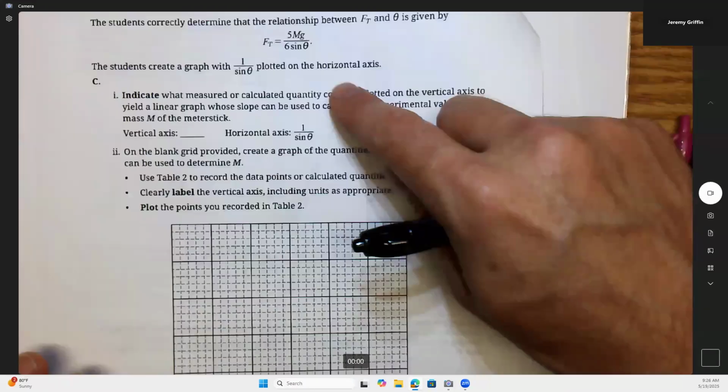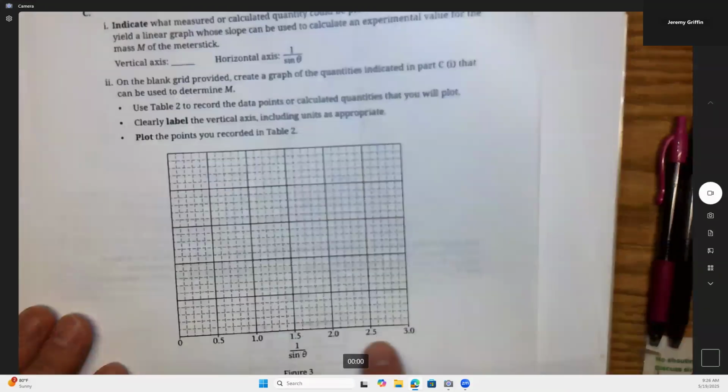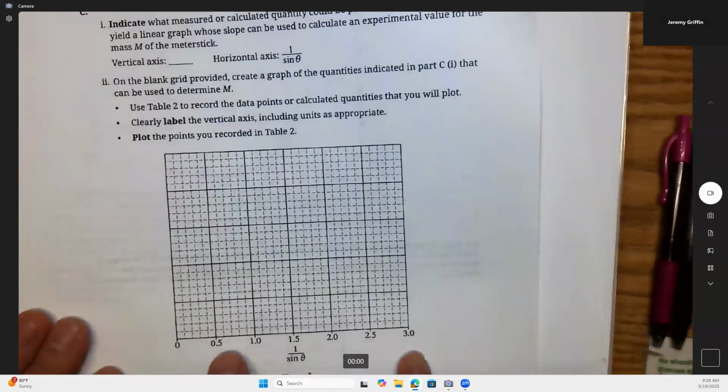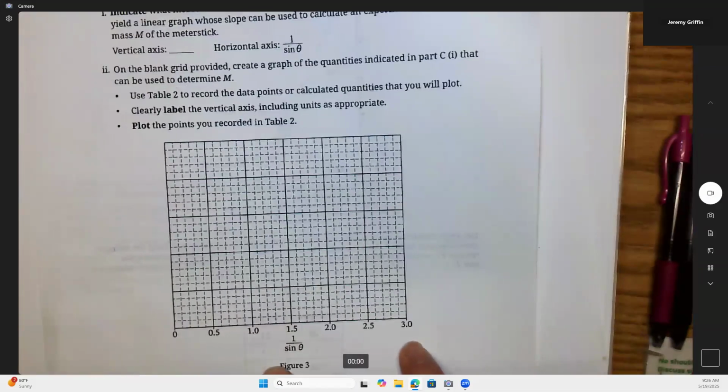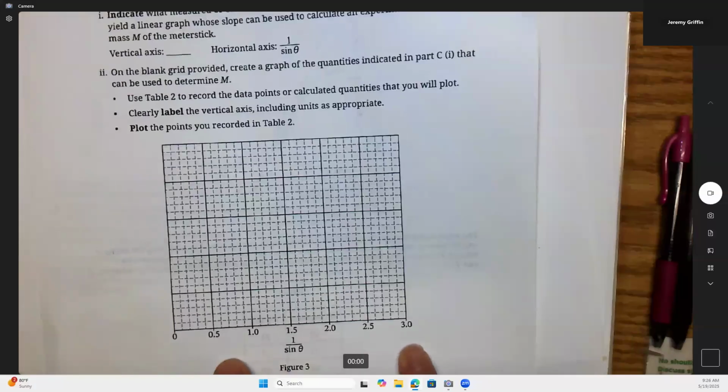Students create a graph with 1 over sine theta on the horizontal axis, which they locked in right here. It looks like it goes up to 3 units. By the way, this is unitless. Do you guys notice that? Because sine theta is just a ratio. So this is unitless. You could also call that, what is that, cosecant? I think it's the same thing.